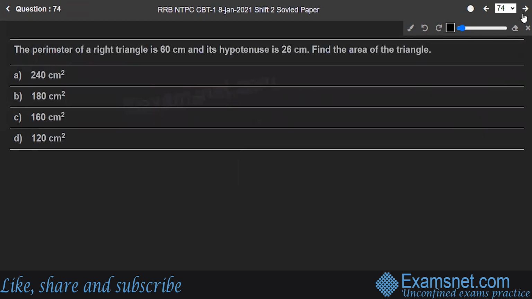Hope you got that. Next is question number 74. Perimeter of a right angle triangle is 60, hypotenuse is 26. You have to find out area of the triangle. Okay.